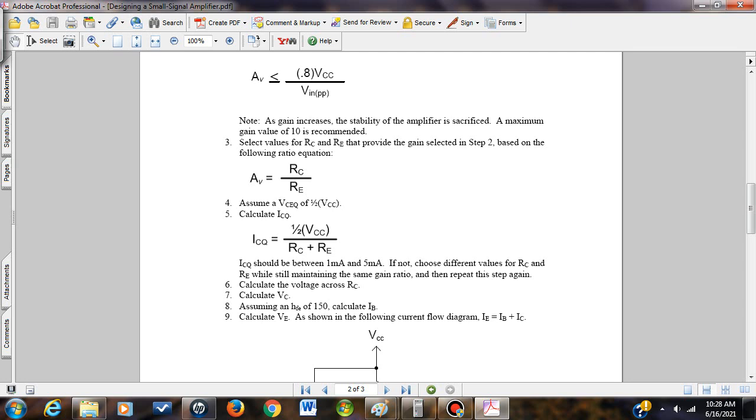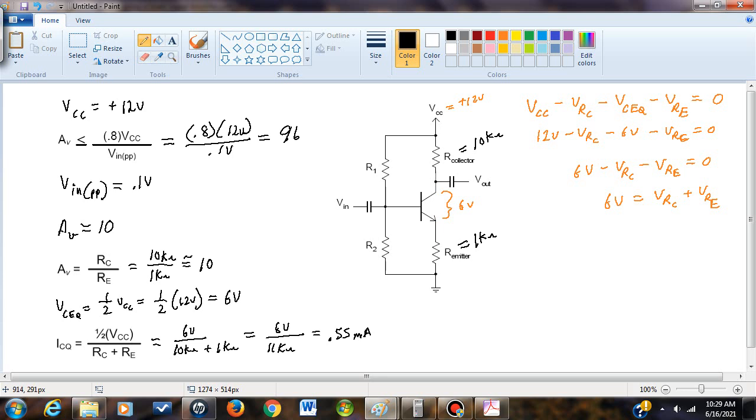Step number 6, calculate the voltage across RC. So the voltage across RC is going to be equal to I times R. Well, the I that we're going to be using here in this equation is going to be that of ICQ, so that's 0.55 milliamps times the resistance of 10K, which gives us 5.5 volts.